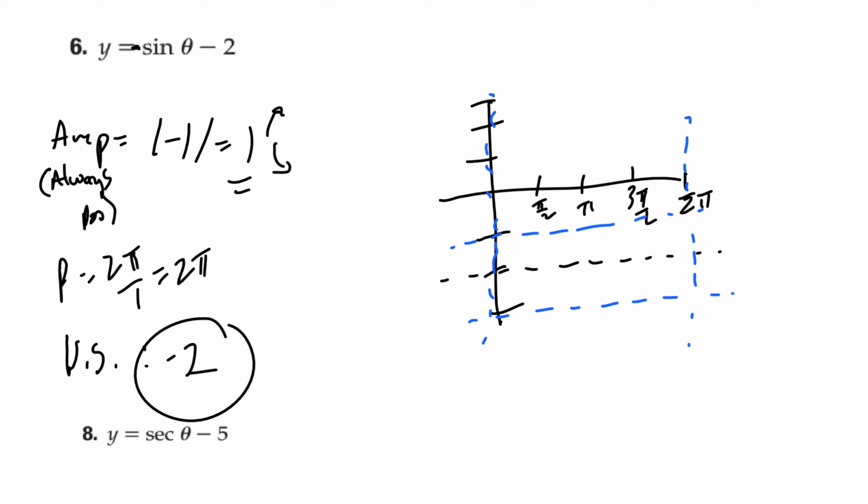Now this one's a little different because this is a negative. If you remember what negative does, it's a vertical flip. So it's a flip upside down. So normally a sine graph looks like this, starts in the middle, halfway, and you go up and down. Now we're gonna go upside down.